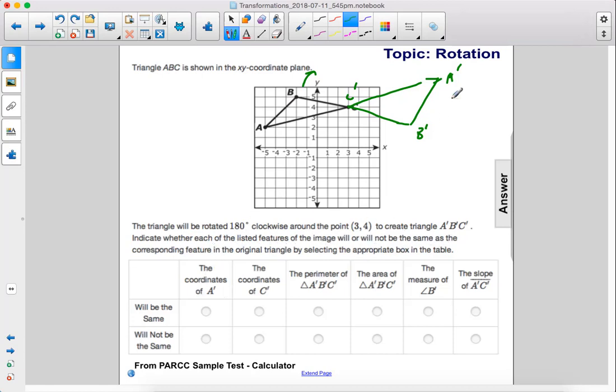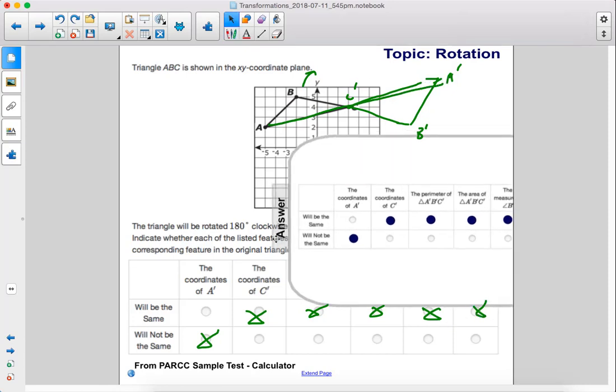The coordinates of A prime will not be the same. The new A prime will be over here. The coordinates of C prime will be exactly where C is. This point here does not change. The perimeter of the triangle does not change because this is a rigid transformation, which means the area is also the same. The angles inside the triangles are also the same, and the slope of this line will be the same because it just continues on like that, one straight line. So there are our answers.